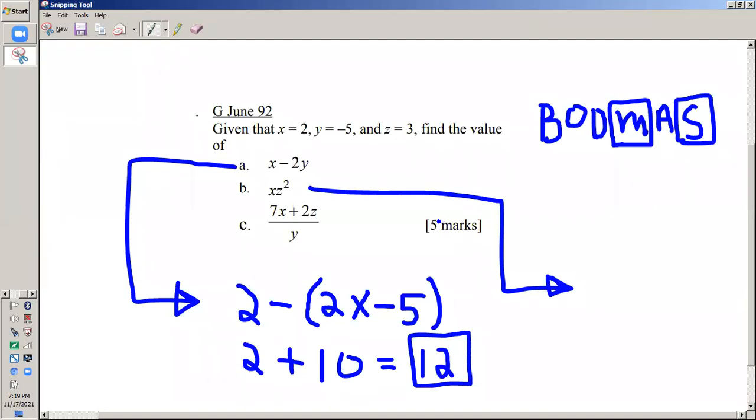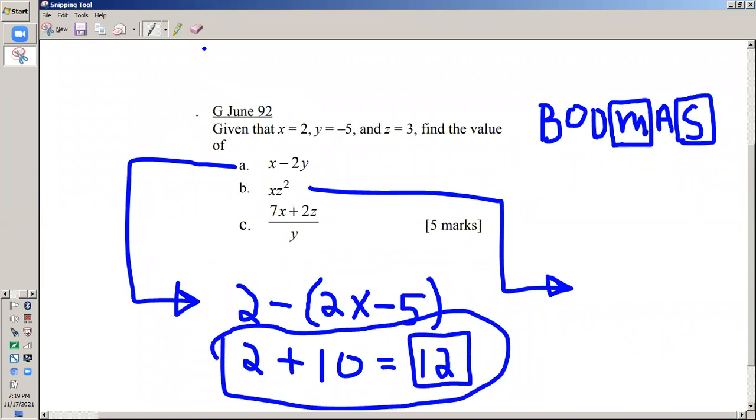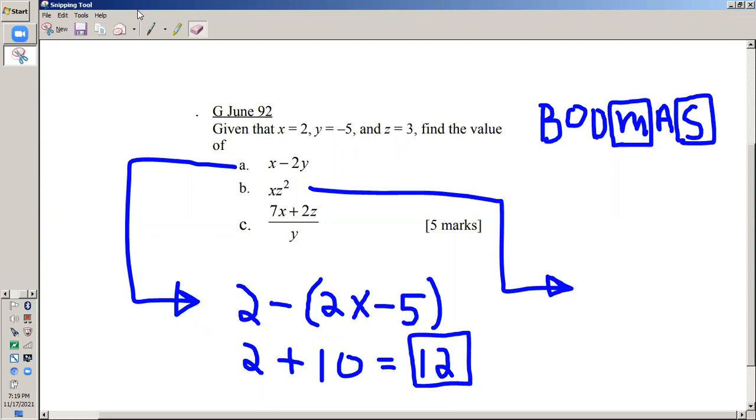Let me tell you something. If you just have this alone, I might feel suspicious. I can say, I'm not seeing the principles. I'm not seeing 2 plus 10. But if this is multiple choice, I'd say 2 plus 10 is 12. Fine. All right.